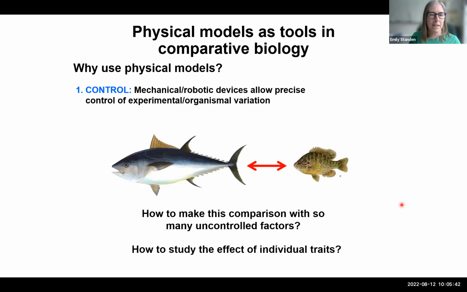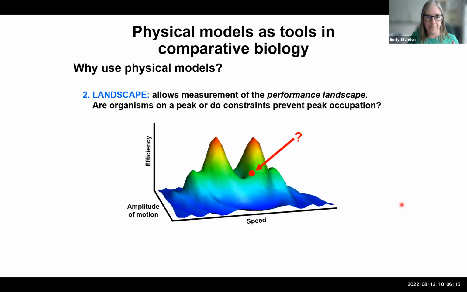All right, so quick example, the control aspect. Say we're just interested in how tail shape influences function in swimming. We want to compare a tuna-shaped tail to a bluegill-shaped tail. Well, there's a lot of differences between those animals that we can't control for. You know, muscle mass, life history, even developmental stage can be a problem. So what we need to do is extricate the one variable we're interested in from the complexity of the biological system. And so physical models allow us to do that.